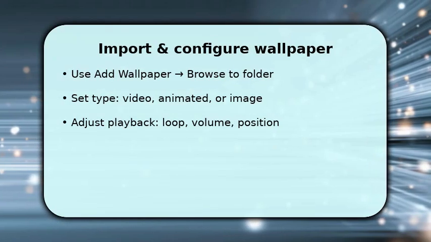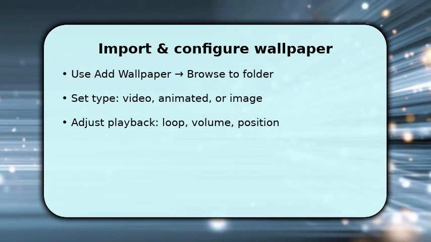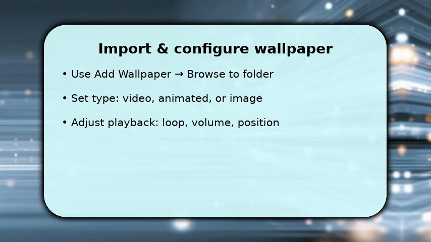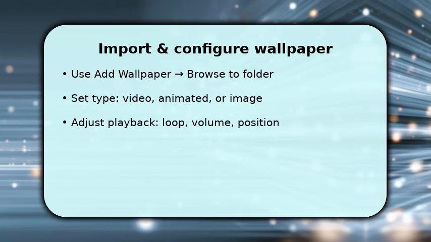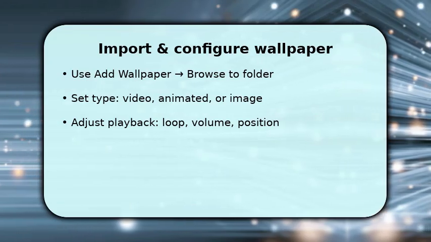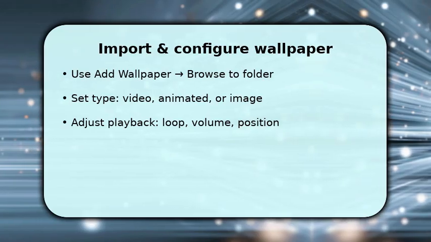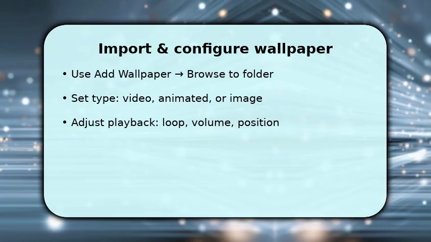You'll now import. Click Add Wallpaper and select the folder or the main file. Lively will detect the type automatically, but confirm whether it's video, animated, or image. Next, configure playback settings: toggle loop, mute or set volume, and choose position or fit mode. If the wallpaper uses audio or long clips, trim length or enable hardware acceleration to reduce CPU use.